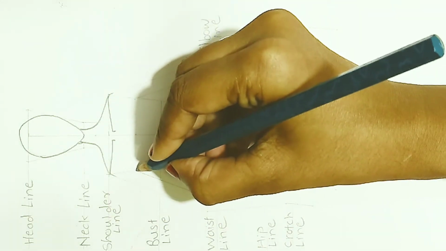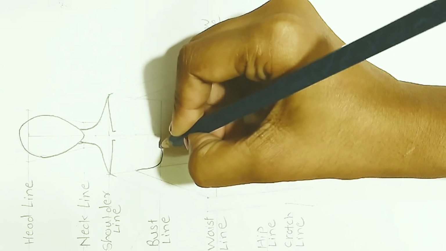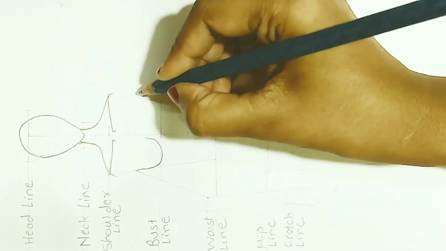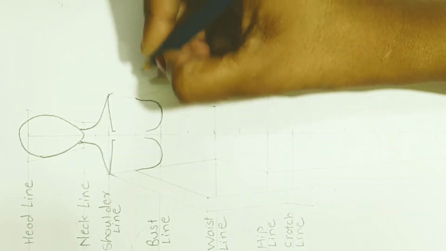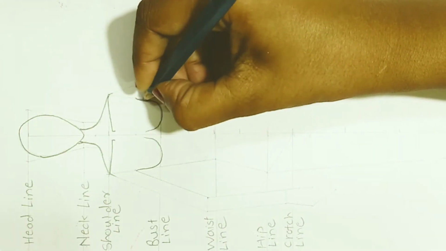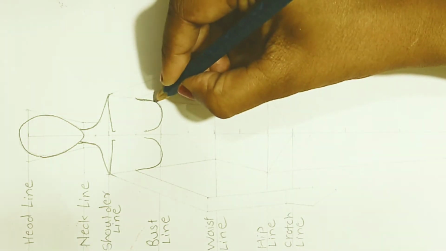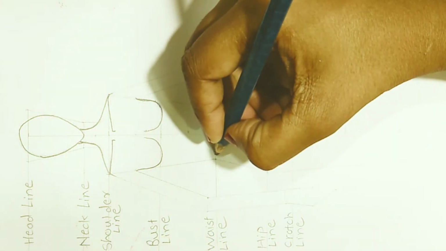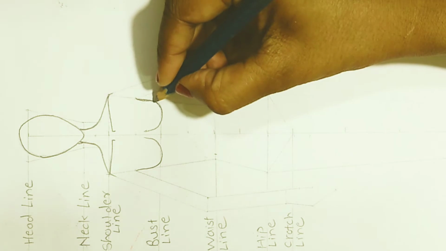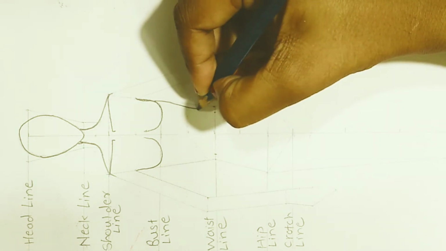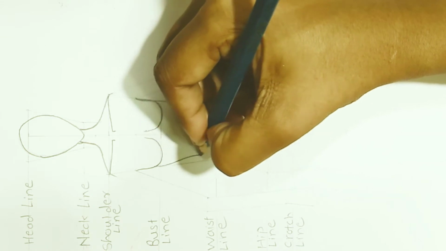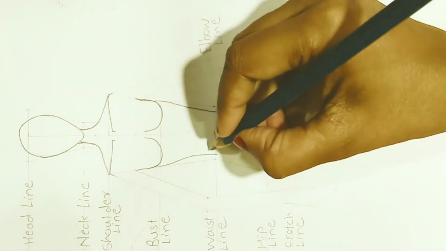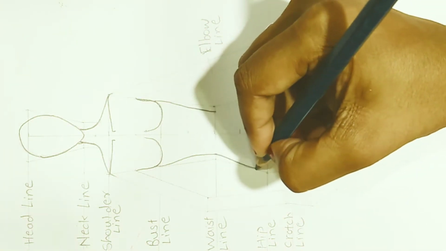Now we draw the bust shape. You should observe how I draw it. After completing the bust shape, we start to draw the bust to waist outline with a slight curve on both sides. Then draw the waist to hip line.